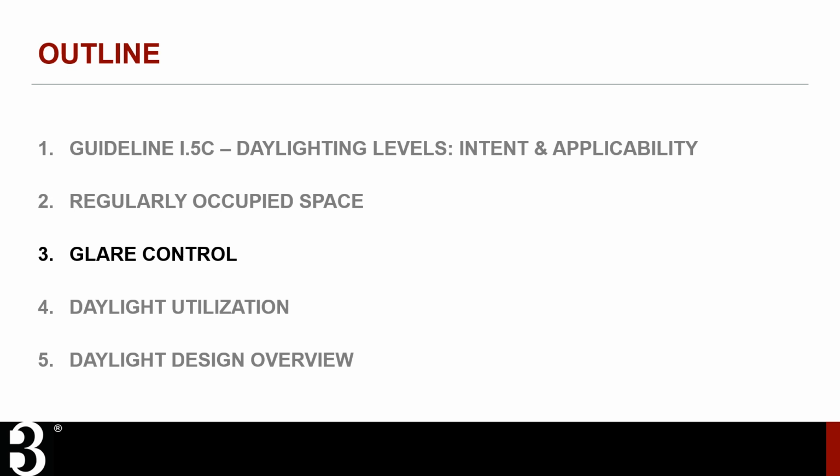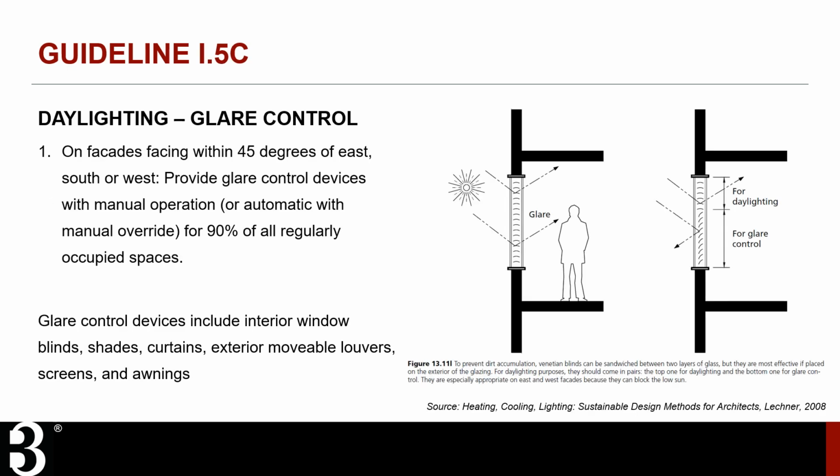Now that we understand the intent, applicability, and definitions associated with Guideline I.5, Item C, we will now cover the specific requirements, starting with glare control. On all B3 projects, glare control is required for facades facing within 45 degrees of east, south, or west, since these are the directions that receive direct sunlight in Minnesota.